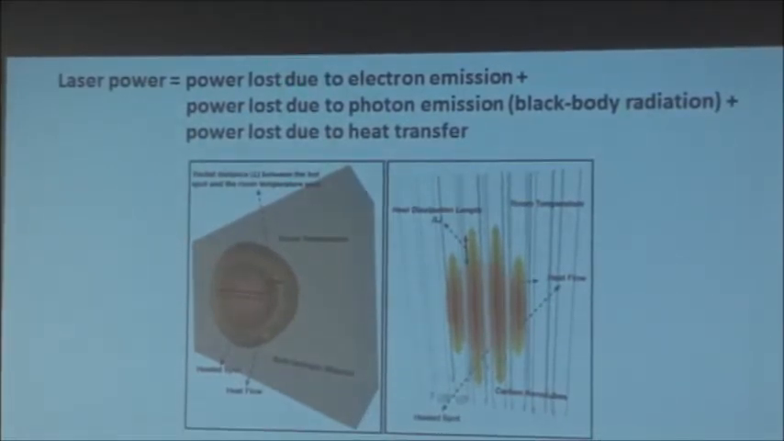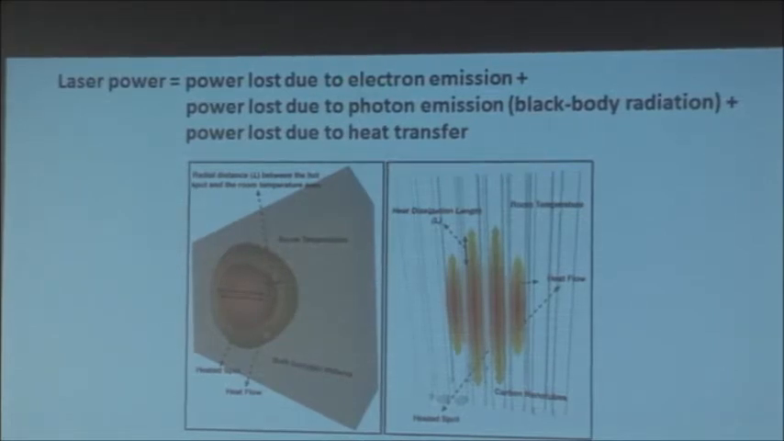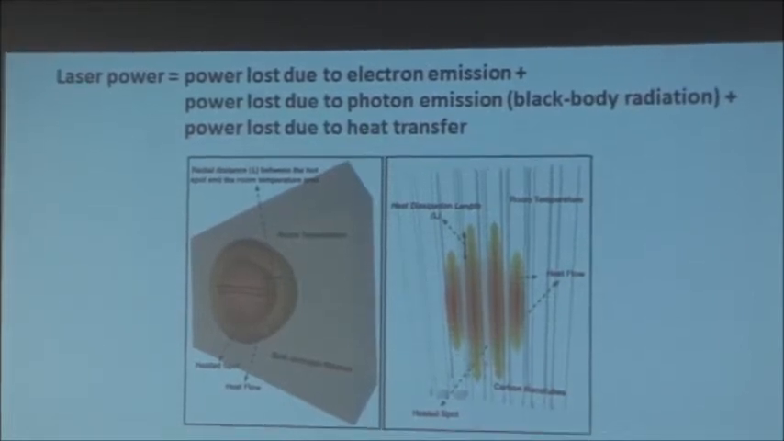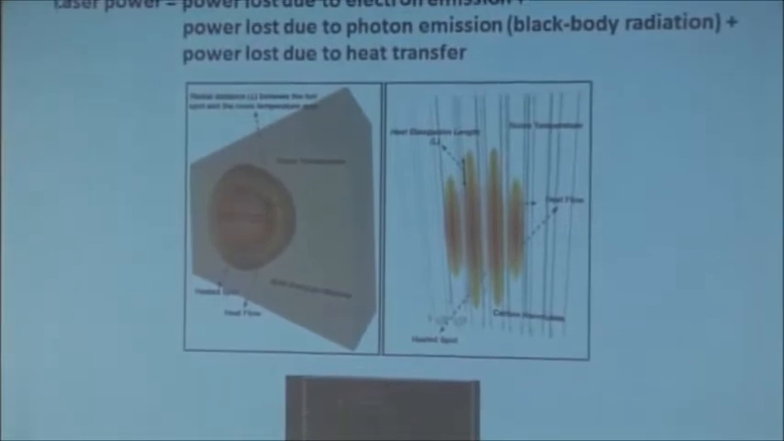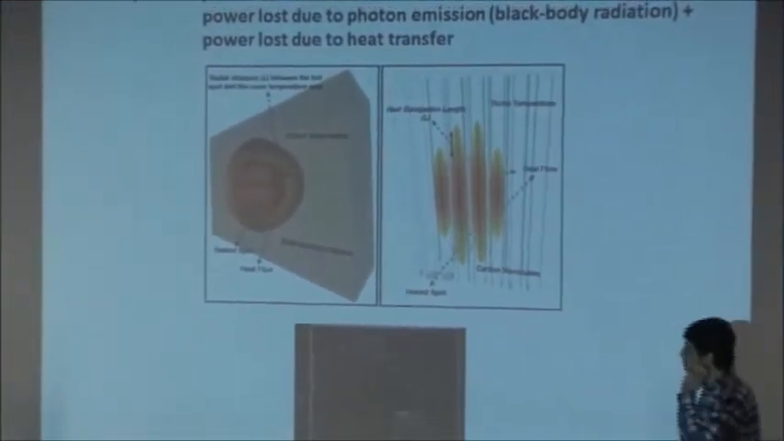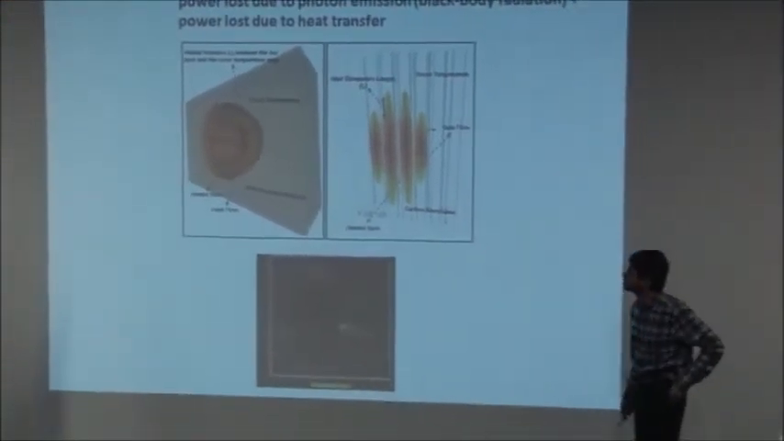Now, this power is lost due to three mechanisms. One is due to the emission of electrons out of the nanotube. They carry energy with them. The other one is due to the incandescence, the blackbody radiation, so the energy lost due to re-radiation. And the third one is if you do have any heat transfer to the surrounding areas, power loss due to that. So if you try to write the equation, you can build a simple model for that.